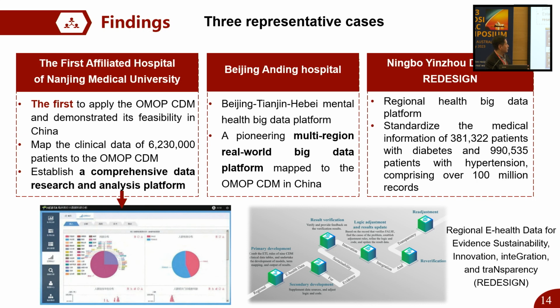This region is in Ningbo, a city close to Shanghai actually, in one of their districts. They have more than 300,000 patients with diabetes, and more than 900,000 with hypertension, and overall there are more than 100 million records. So it's a pretty big database as well.